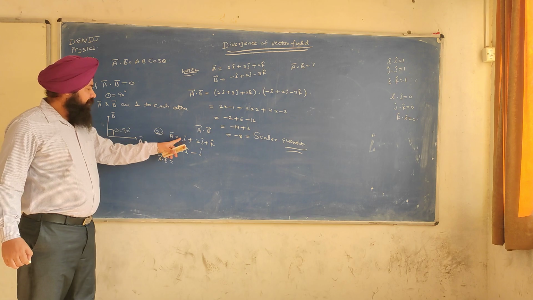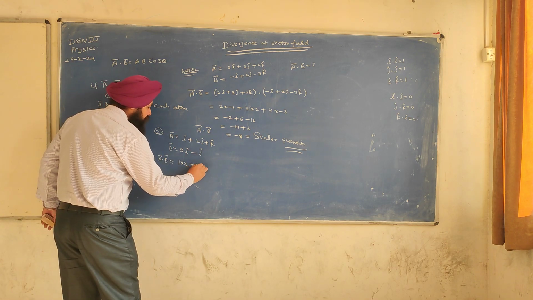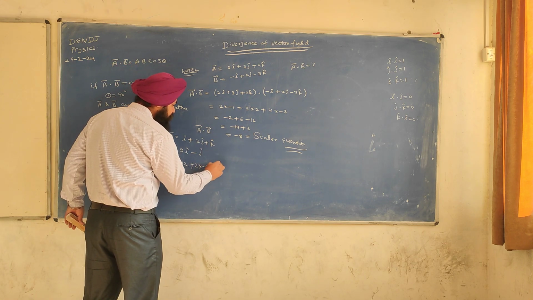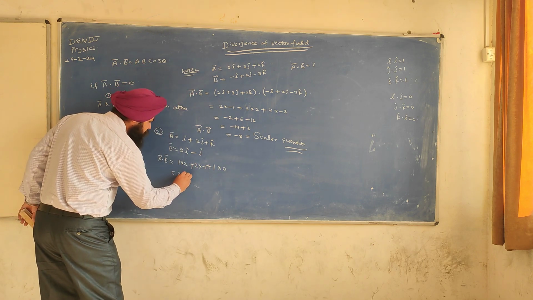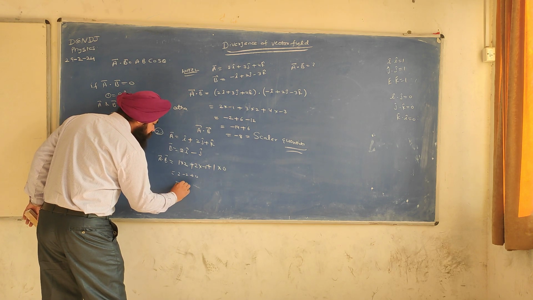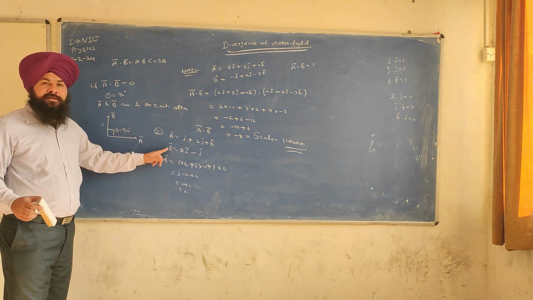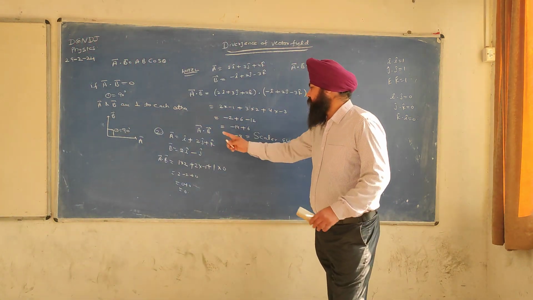Again, 1 into 2 plus 2 into minus 1 plus 1 into 0 k cap. So my answer is 2 minus 2 plus 0, so 0 plus 0, 0. It means these two vectors are perpendicular to each other.